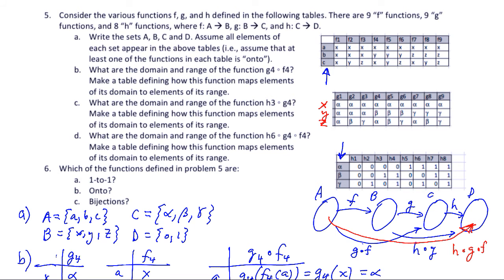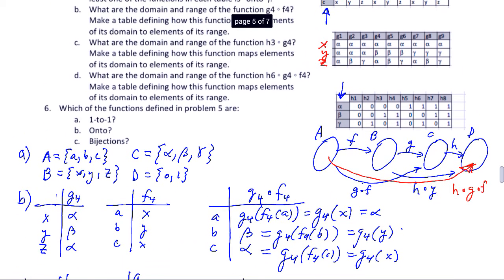And to get started, we're going to look at the first column of the f functions table, and that's going to be the range of the f functions, which is A. So the set A is little a, b, and c, as shown here. The set B is the domain of the g functions, which is the x, y, z. There it is. C is the range for the g functions, and that is alpha, beta, gamma. And finally, the set D is the range of the h functions, which is apparently 0 and 1. All right. So that's part A.